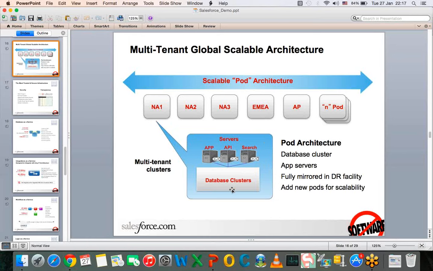Rapid elasticity is one such characteristic of a cloud which leads to scalability. As additional resources, additional persons or any additional location need access, they'll start a new pod structure, which has all these database clusters and app servers involved in it. All you see is an instance which is given to you, and you just log into that instance.